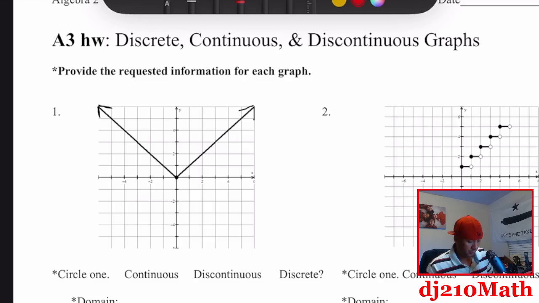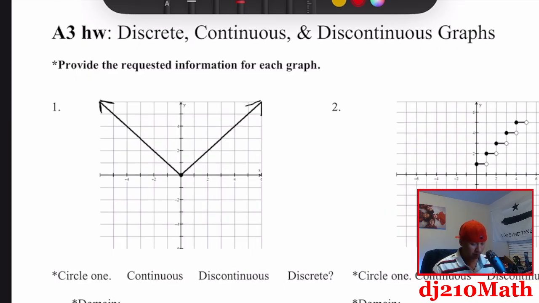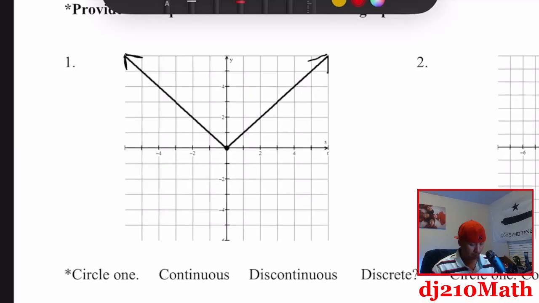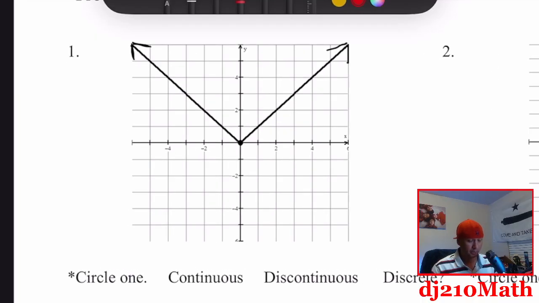All right, A3 homework. So discrete, continuous, and discontinuous graphs. All right, let's look at number one. I see one complete graph here. So this is definitely continuous.